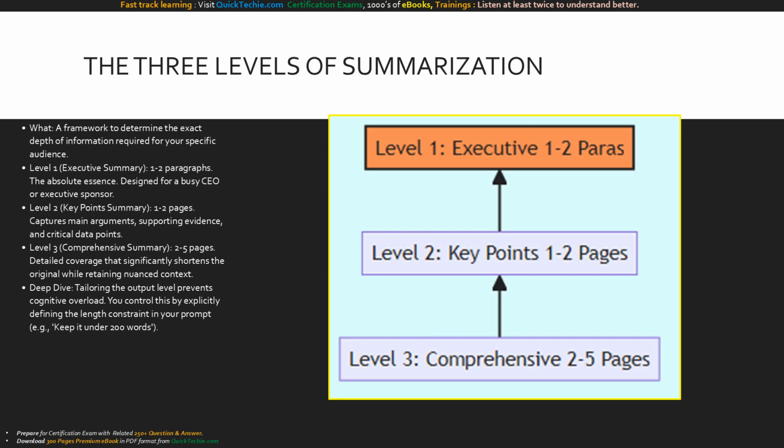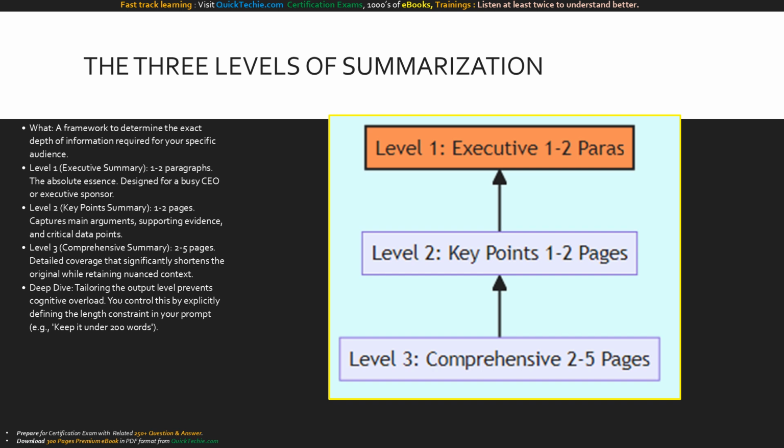Not all summaries are created equal. To be a pro, you must master the 3 levels of summarization. Level 1 is the executive summary, just 1 or 2 paragraphs capturing the absolute essence for a busy executive. Level 2 is the key points summary, spanning 1 to 2 pages, highlighting main arguments and critical data. Level 3 is a comprehensive summary of 2 to 5 pages, keeping all the nuance but dropping the bloat.